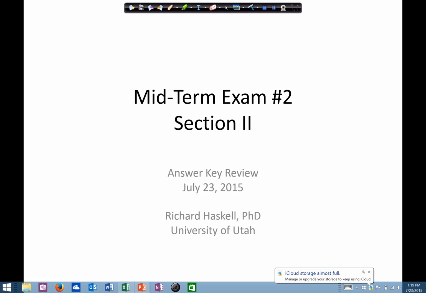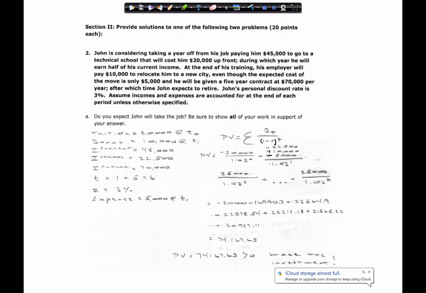So let's continue on now and look at section 2, or questions 2 and 3 from midterm exam number 2. As we do this, we see that this is going to become a present value equation, where we're looking at a human capital investment, so that we're going to use the form of an equation of present value being equal to the sum of beta t, and beta t is just a series of cash flows at time t, where there's multiple time periods, divided by 1 plus the rate to the t.